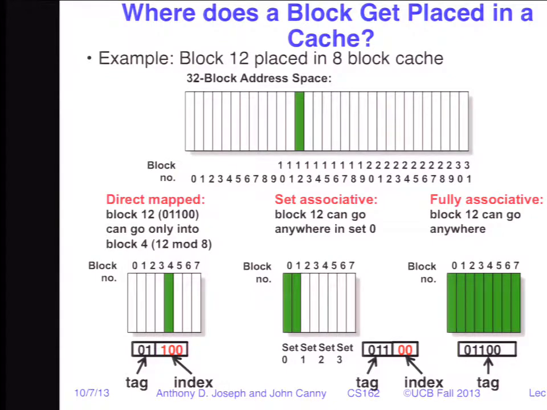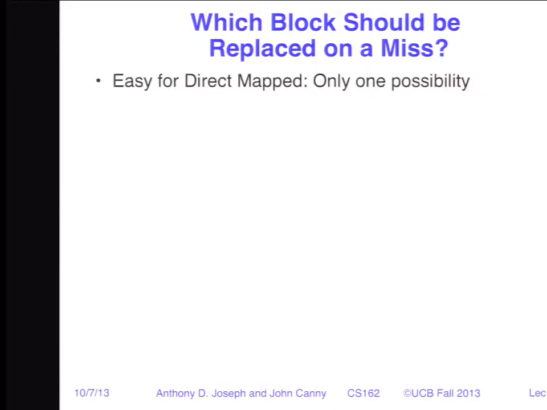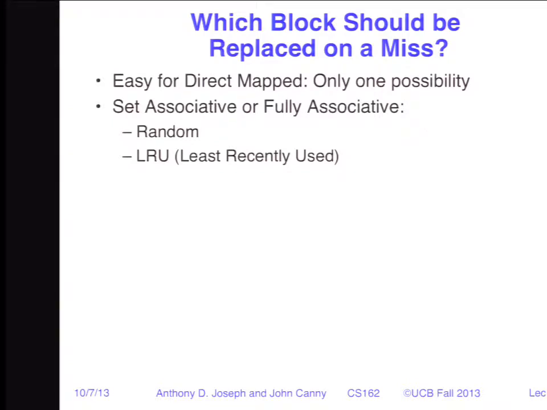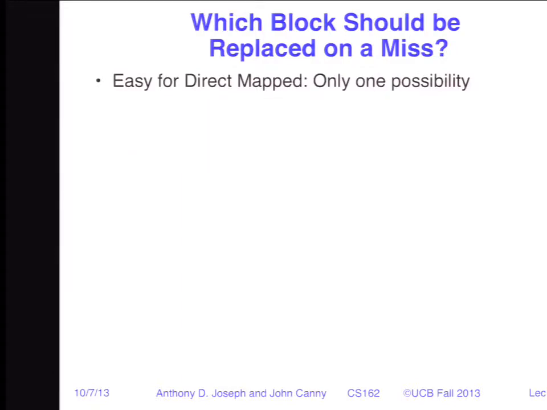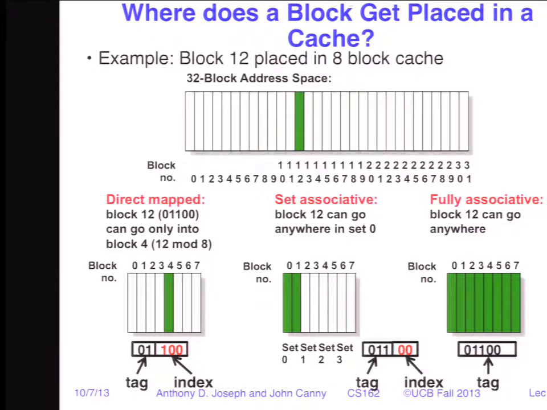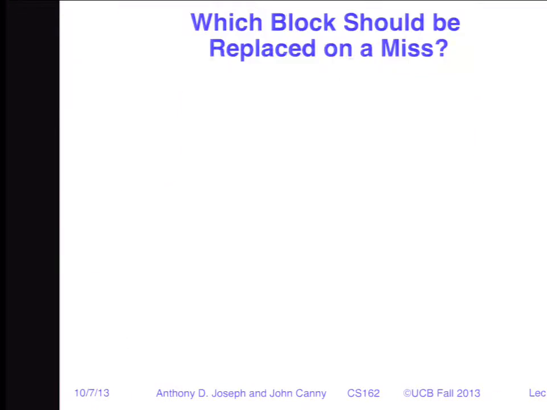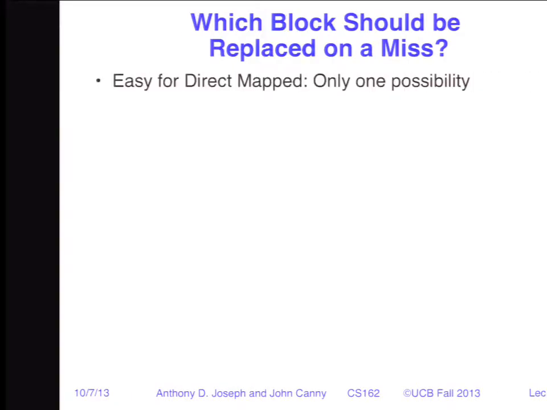Okay, so which block do we replace on a miss? For direct map, it's really easy. We only have to replace that one block. For set associative or fully associative, we have a couple of choices. The most common ones that people use are random and LRU. Question? The one here is a two-way set associative. There are 2 places within each set that we can store it. Yes, there are 4 sets, but it's two-way set associative. That gets very confusing very quickly.